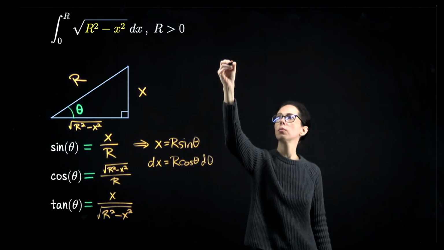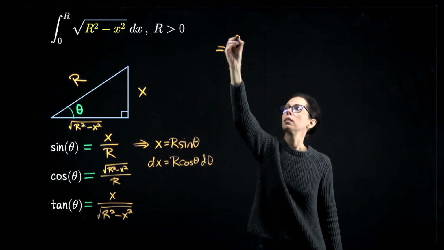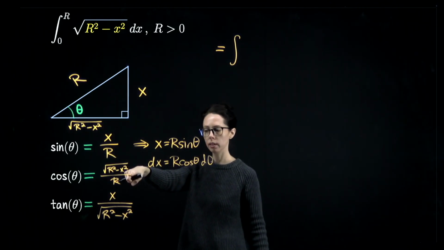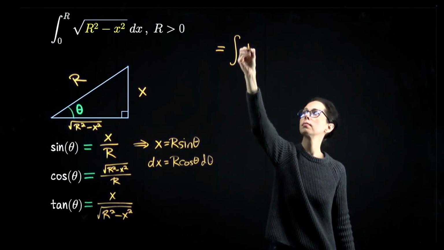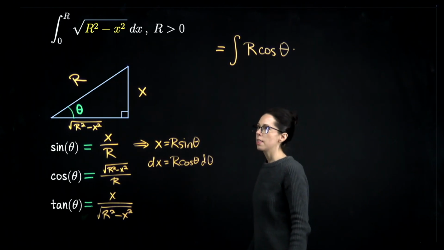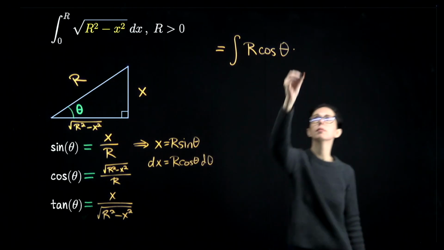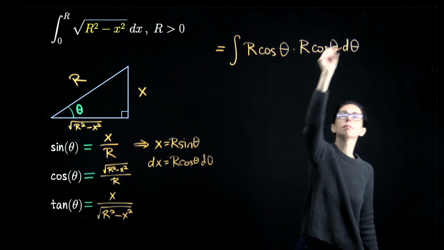So let me work this out over here. This integral is going to be the square root of r squared minus x squared, but I'm going to solve for that in terms of theta as r cosine theta. Then dx is going to be r cosine theta d theta. Like that.